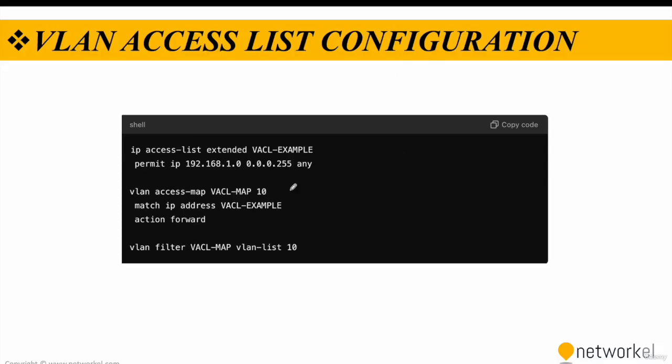Okay, so in this example, you are seeing I have my normal access list, which specifies the traffic is allowed for this subnet. Then I'm defining a VLAN access map, so that defines how the traffic should be handled. It is matching the IP address that I defined with my normal access list and sets action to forward, which means it will allow it. And then I'm going ahead and defining a VLAN filter like this, which applies the VLAN access list to VLAN 10.